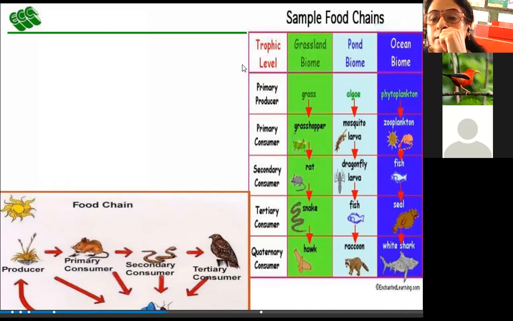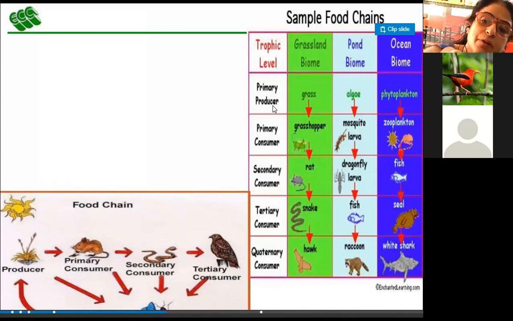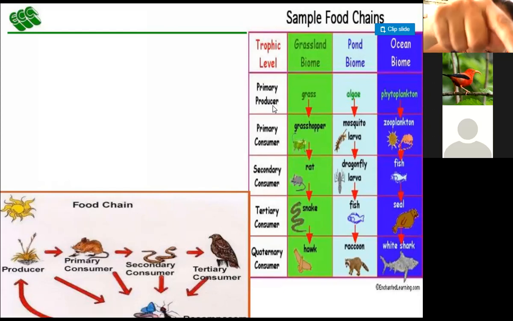What is it known as? The 10% law. As per the 10% law, only 10% of energy will be transferred from one trophic level to another trophic level. When the grasshopper eats grass, only 10% of the available energy is transferred. Is it clear? Is the 10% law clear, or do you require more explanation?